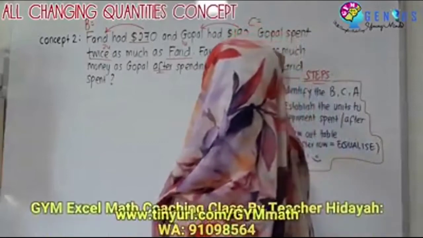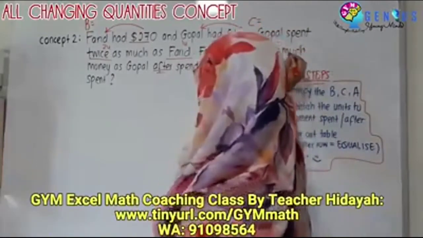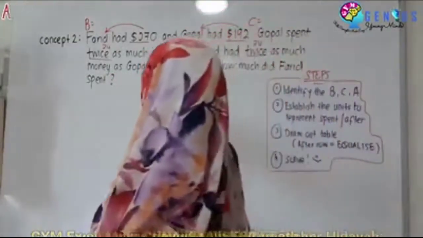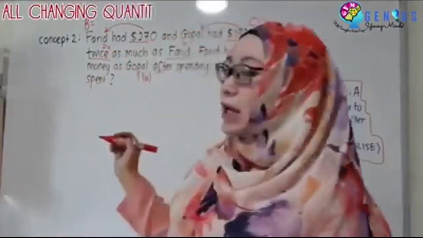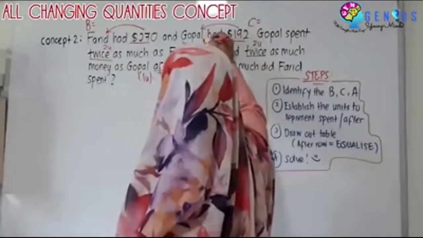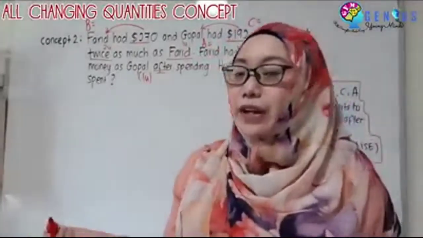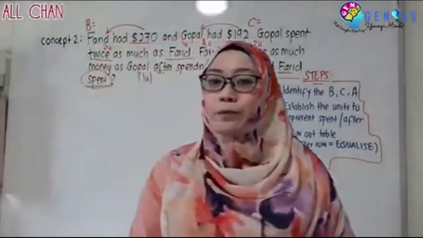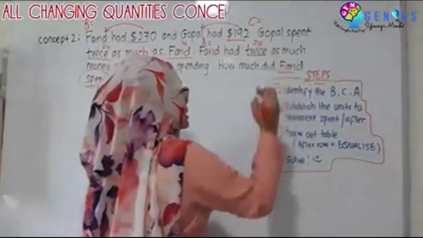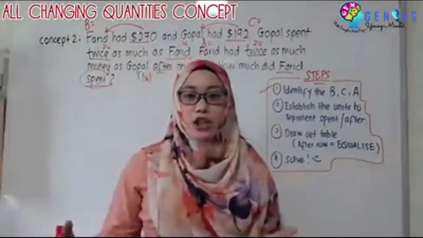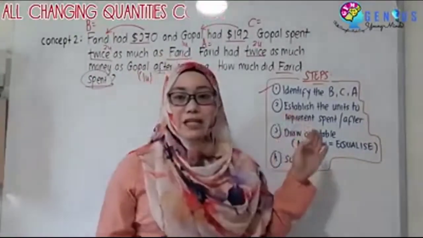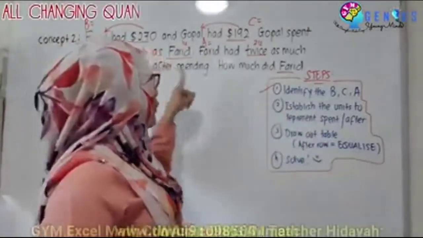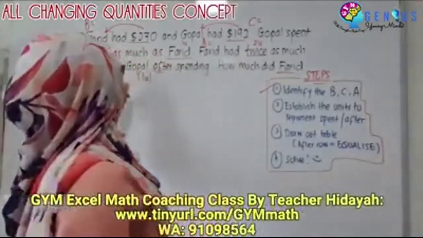Okay? Farid had twice, so this one is 2 units, as much money as Gopal after spending. So which means Gopal now has 1 unit after spending. So this sentence tells me that this is my after. How much did Farid spend? So I want to know Farid spent. This is what I want to find out. Okay, so we have already identified the BCA. Now we have already established the units to represent the spent or the after. Okay, we know that Gopal spent 2 units, Farid spent 1 unit. We know that after spending, Farid has 2 units, Gopal has 1 unit.